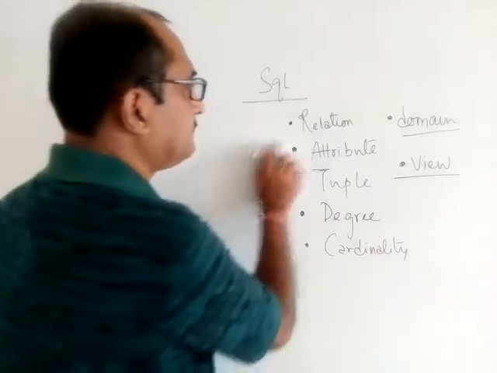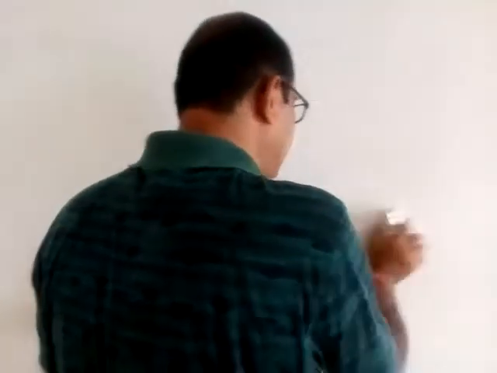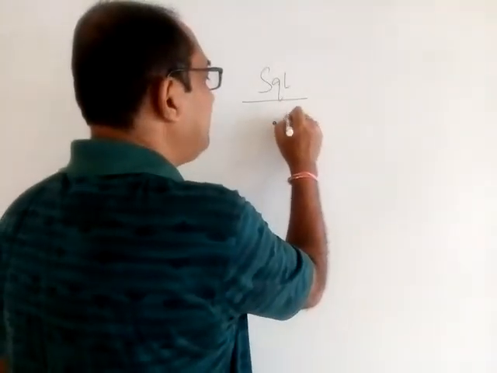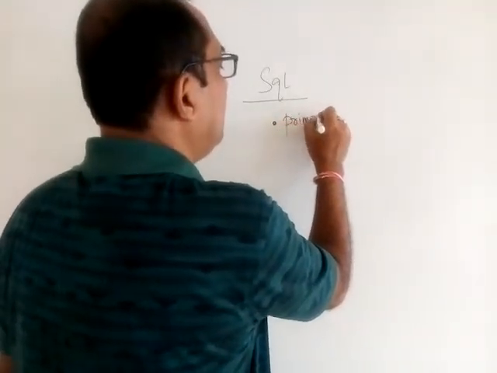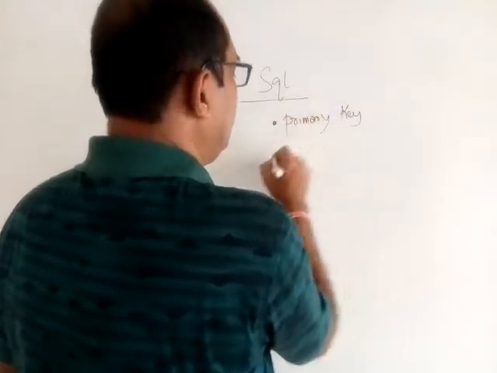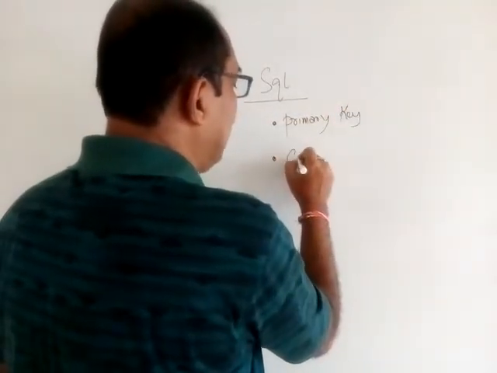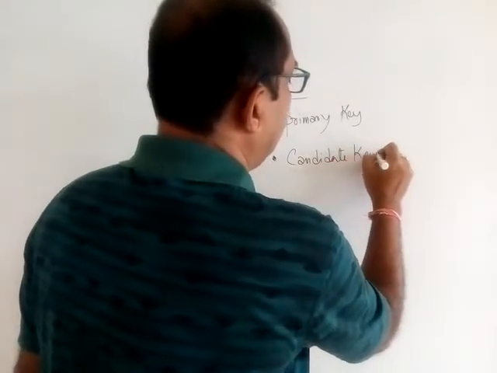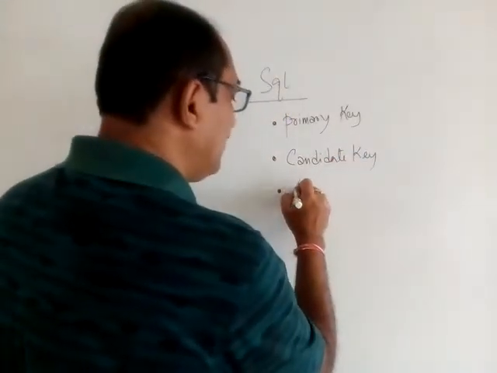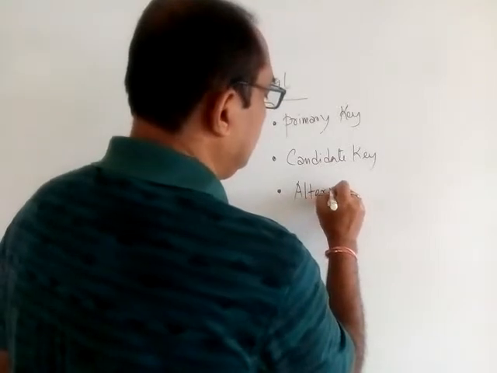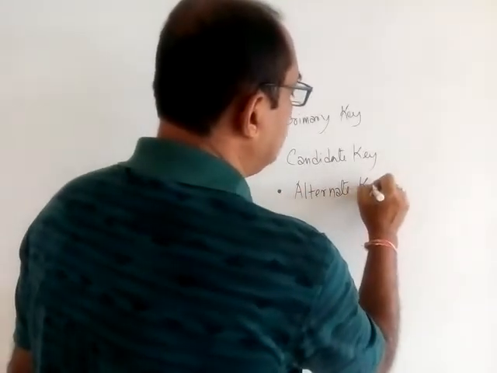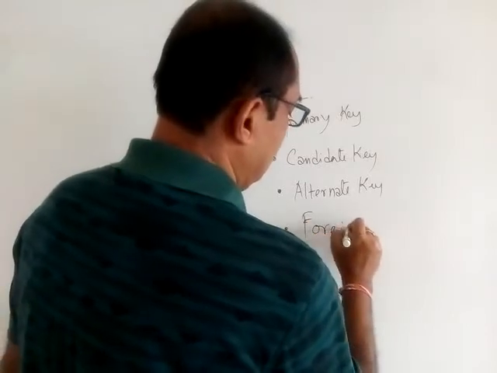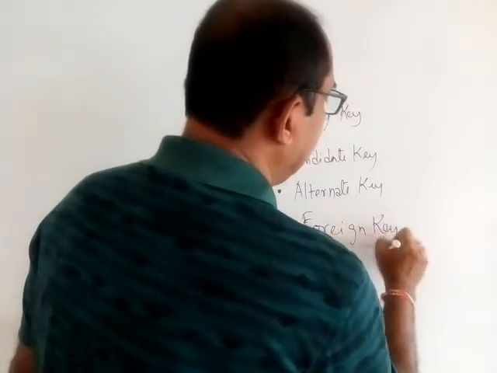And then, if you remember, we have learned a few more keywords called primary key. We have learned candidate key, and we have learned alternate key, and we also have learned foreign key. These 4 keys we have to know.